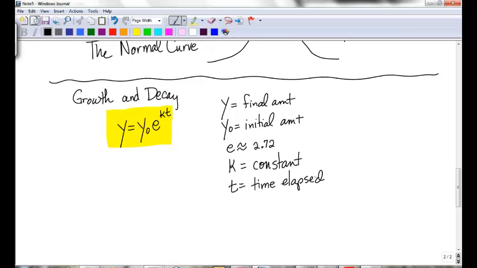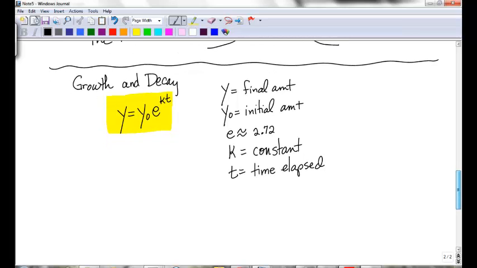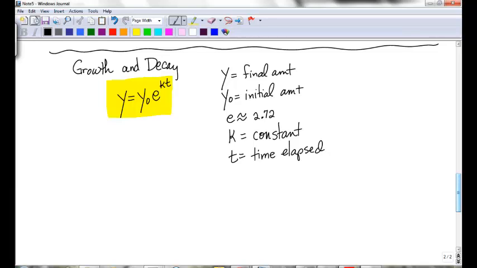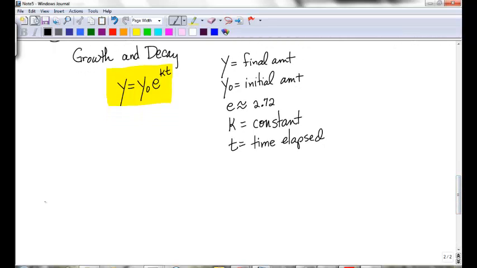They might be talking about the growth of bacteria. They might be talking about the cooling of something. Radioactive isotopes and how they decay. The intensity of light, atmospheric pressure, the decay of sound. There's all kinds of things for growth and decay. Let's look at an example.